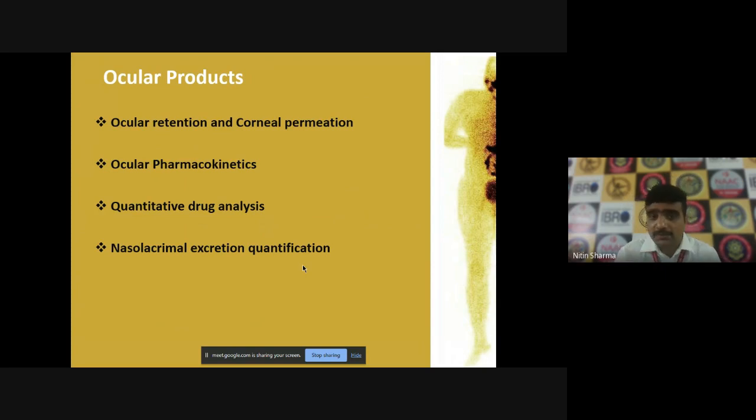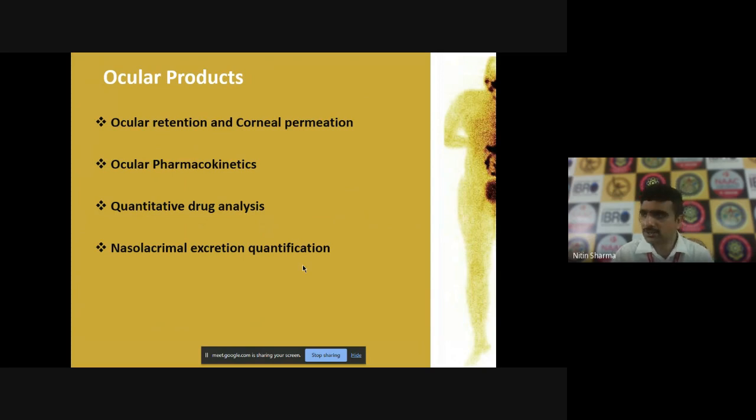Although some in vitro techniques are available, this is additional data, even actual images of the product performance after its application. Overall, all these images are indicating how gamma scintigraphy, after radiolabeling, shows how the radiopharmaceutical product can be useful in product development.